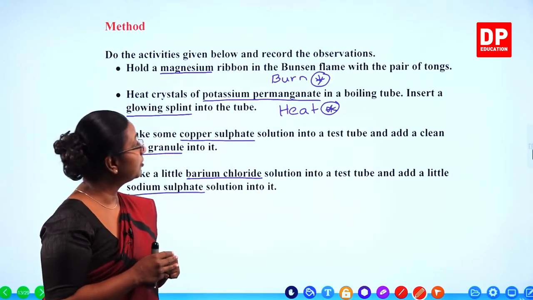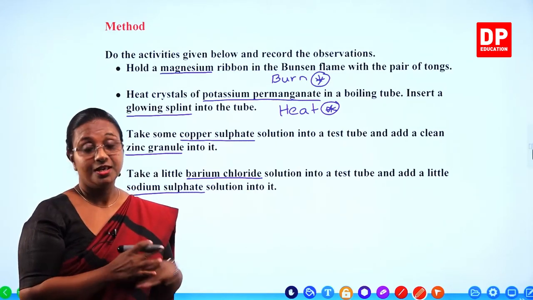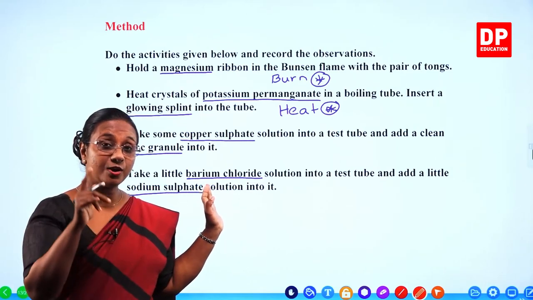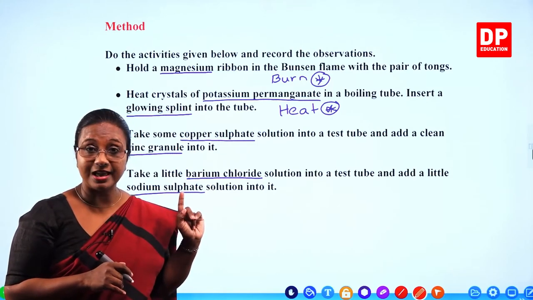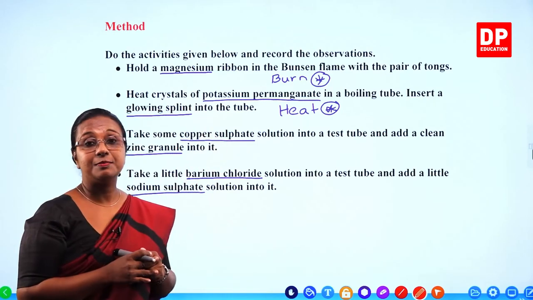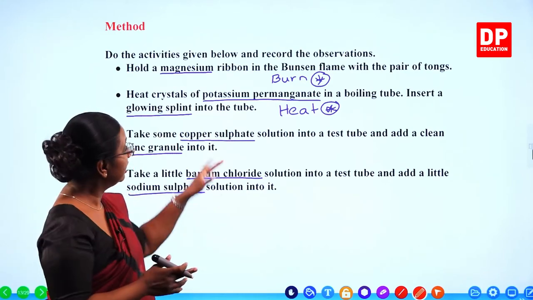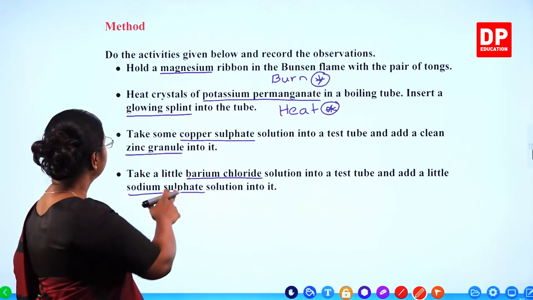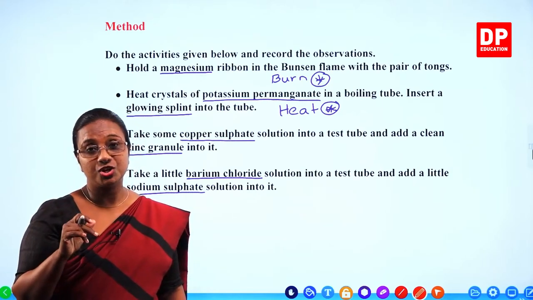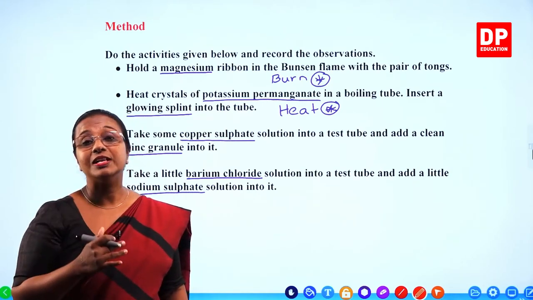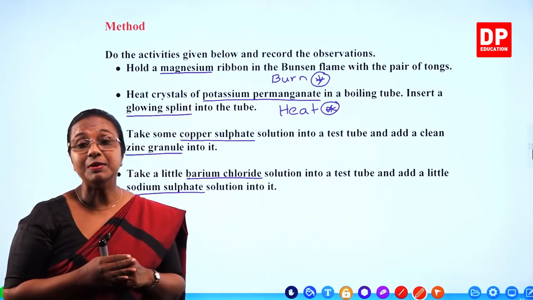But when you heat potassium permanganate, there is no reaction with oxygen. We already discussed the products, one of which I told you about when we were discussing observations related to chemical reactions. When you heat potassium permanganate, you get the liberation of oxygen gas. So here oxygen will be produced. That is why we use a glowing splint to identify whether it's oxygen or not. In addition to that, you will get other products as well. Here also the reactant is potassium permanganate.